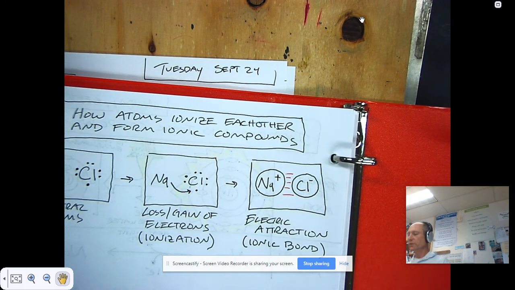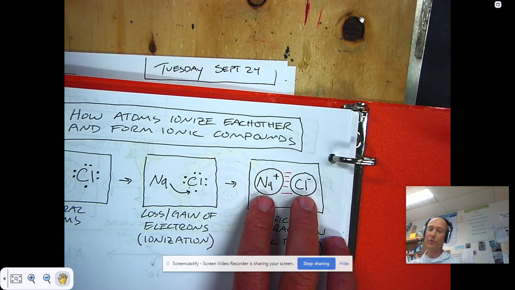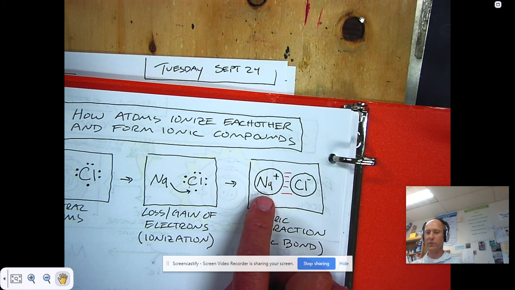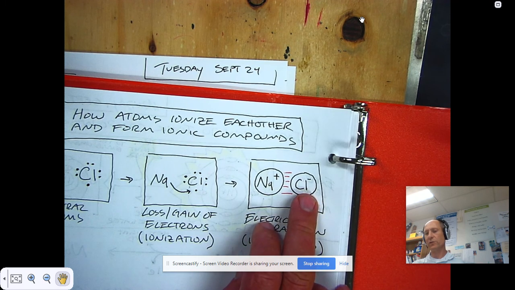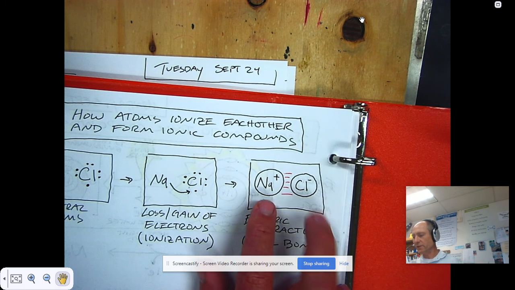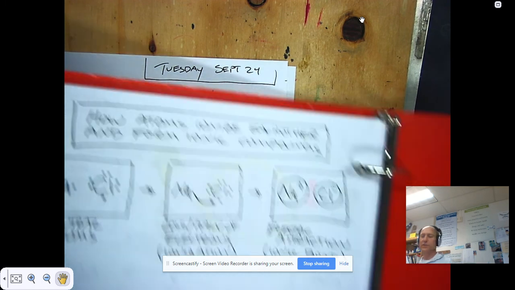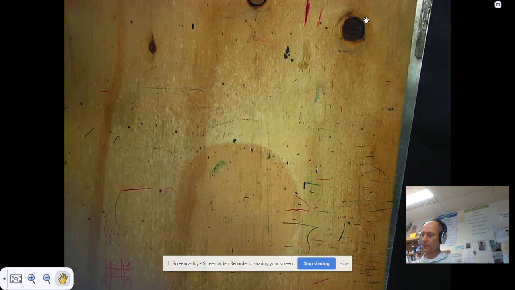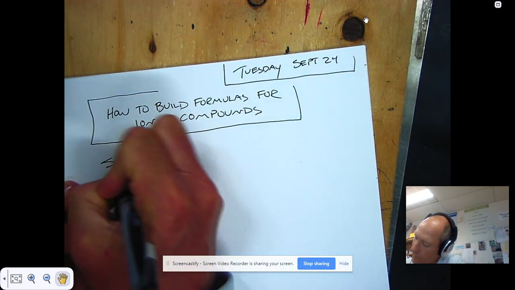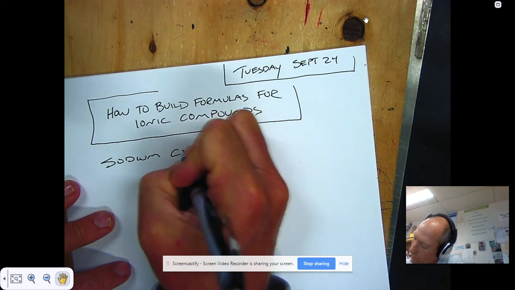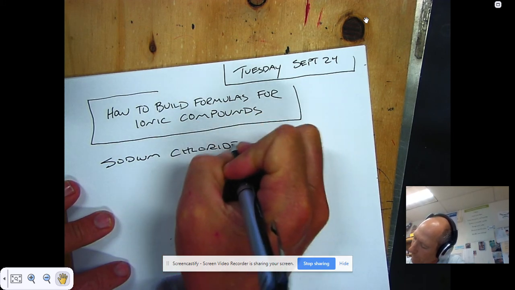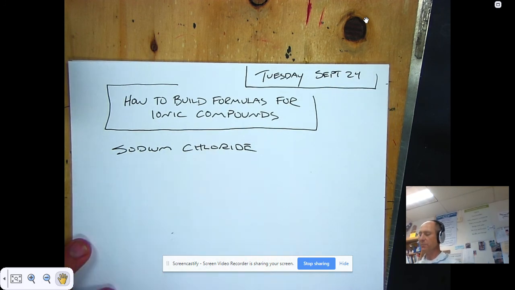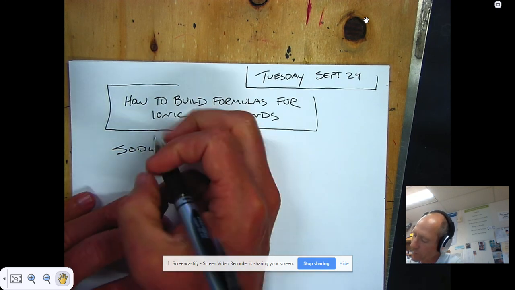sodium chloride. So if we want to figure out what the formula for sodium chloride is, what we need to do is we need to write how many sodium ions there are and how many chloride ions there are. And you can see here that there's just one of each. So here's how we do it. If you saw this, sodium chloride, and you wanted to take this name and turn it into a formula, here's what you'd do.